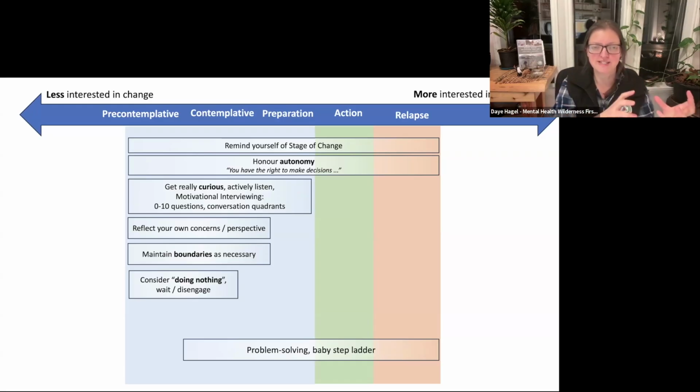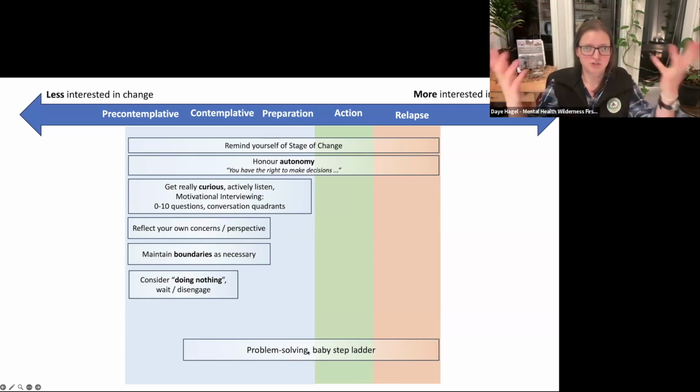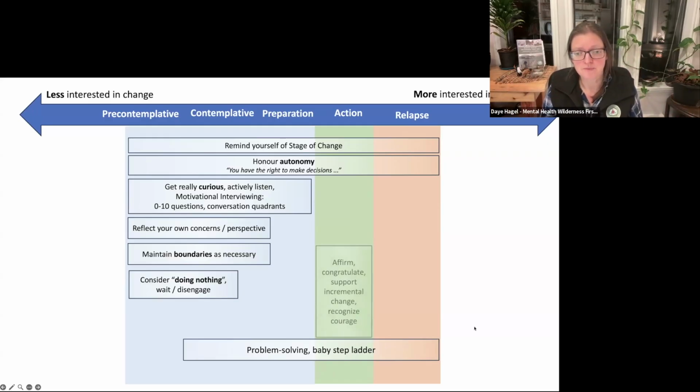So if someone's truly pre-contemplative, I'd spend a little more time on those conversation quadrants, right? But when someone starts to indicate to you that they're open to problem solving, you're like, okay, how can we get from a 3 to a 5 or a 6 to a 10 or 6 to an 8, whatever. Now is a good time to get into problem solving, getting curious about that. In the course, we talk about the baby step ladder, which is just what you folks already do naturally. You're just breaking things down into steps. How can we just take this one step at a time?